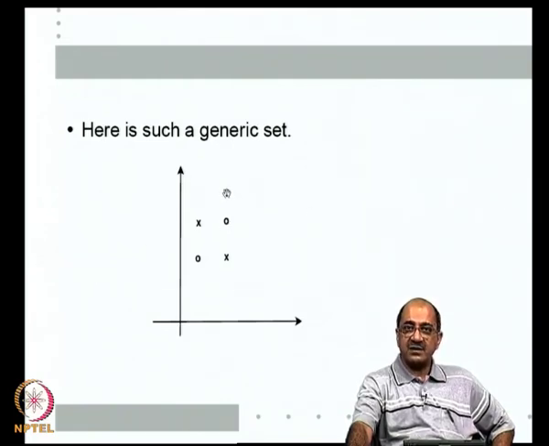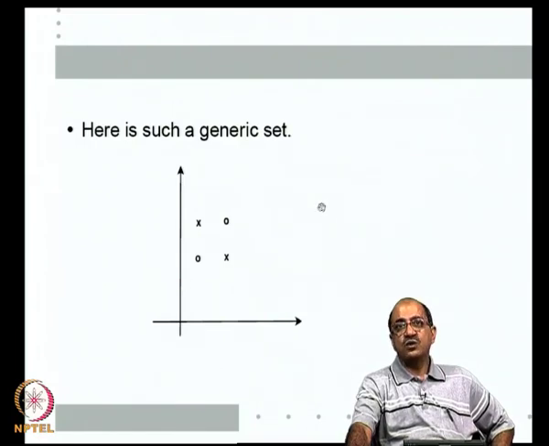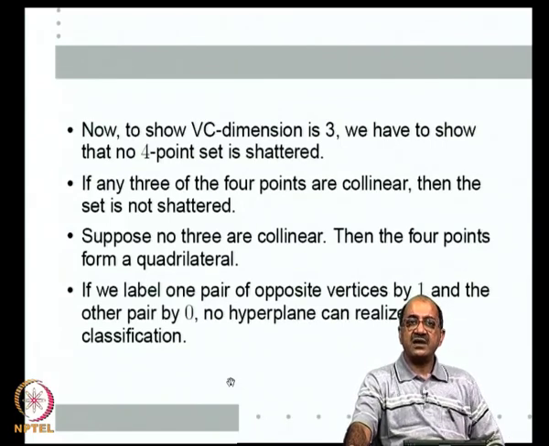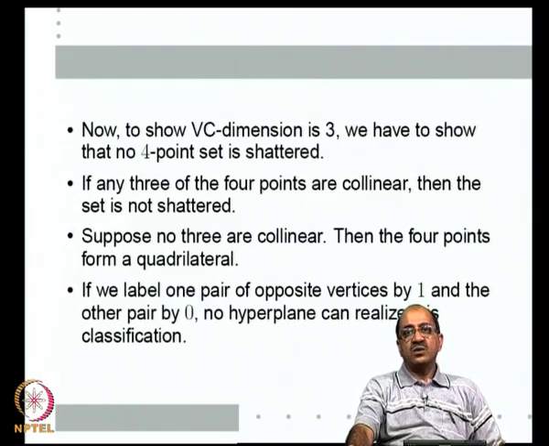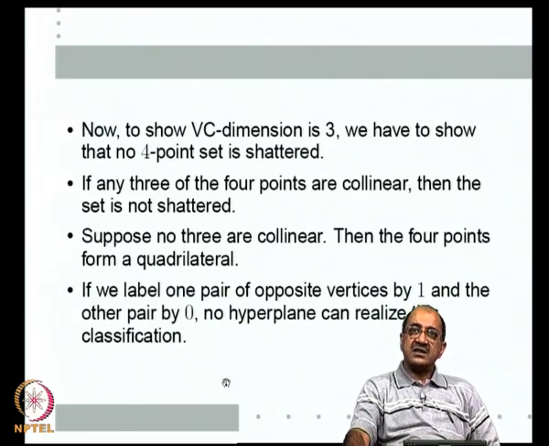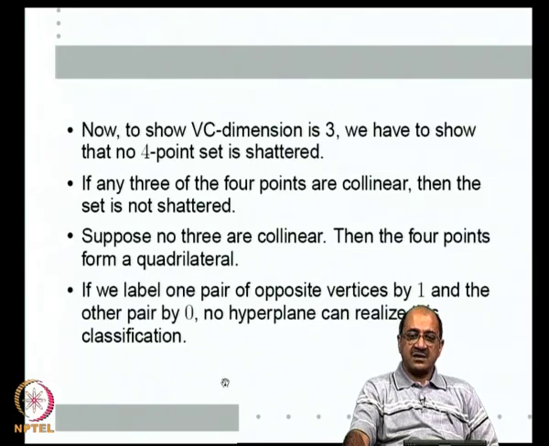Anyway, in this particular exercise, this shows us that no 4-point set is shattered, because of the 4 points, if any 3 are collinear, then anyway it cannot be shattered. If no 3 are collinear, then the 4 points have to form a quadrilateral, and if they form a quadrilateral, they cannot be shattered, because if I label one pair of vertices by 1 and the other pair of vertices by 0, then no linear classifier can realize this classification. So, this shows that there is a 3-point set that is shattered, no 4-point set is shattered, and hence the VC dimension of hyperplanes in R2 is 3.